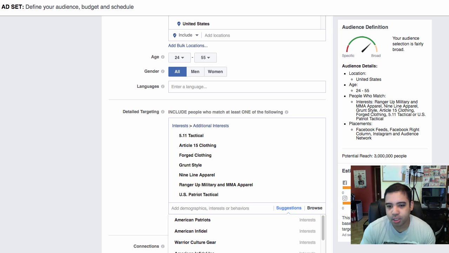So initially, this is what we do. We basically go in and we test out a whole bunch of interest groups for certain products. Let's say we have 10 different products and the same interest groups, and we find out that two out of 10 products are actually selling. So obviously the other 8 products don't work.